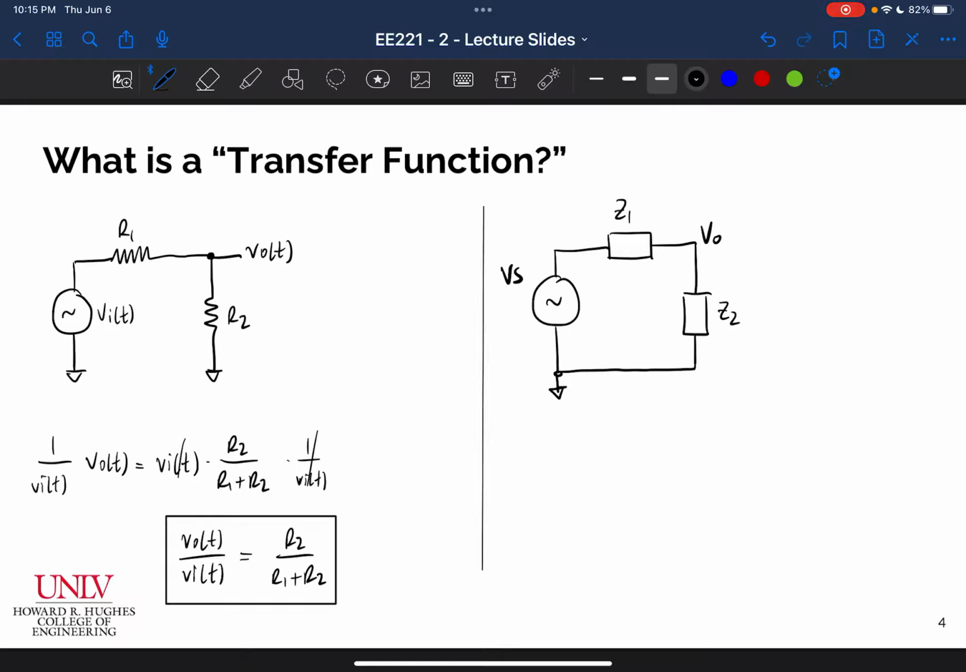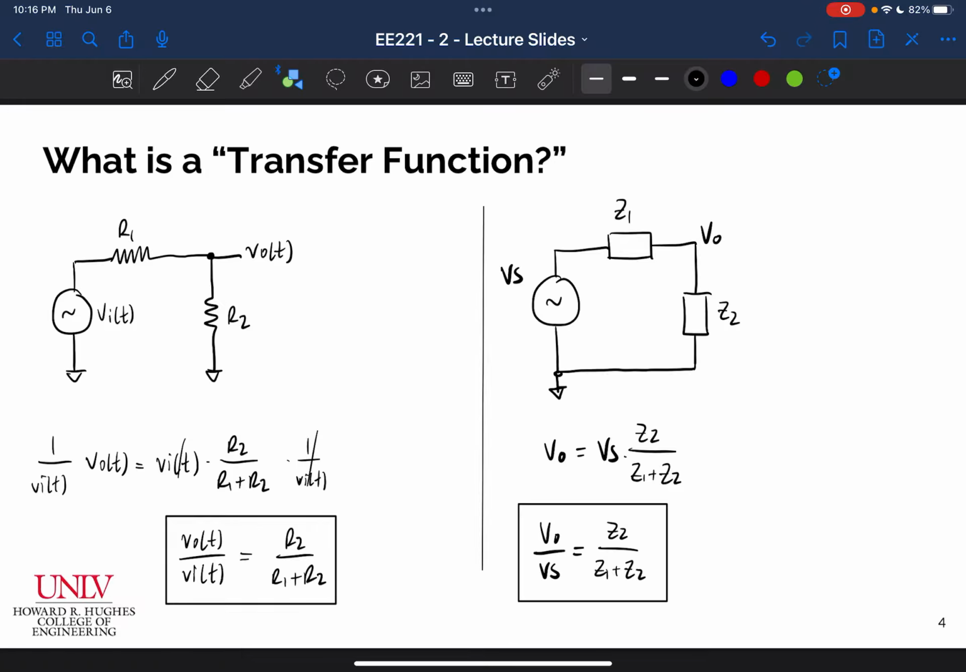So again, I can just go right to my voltage divider equation and say V out is equal to Vs times Z2 over Z1 plus Z2. I should go back to the small pen for these impedances. And then, of course, I can rearrange by dividing both sides by Vs, and I get V out over Vs is equal to Z2 over Z1 plus Z2, and that would be my transfer function for that circuit.